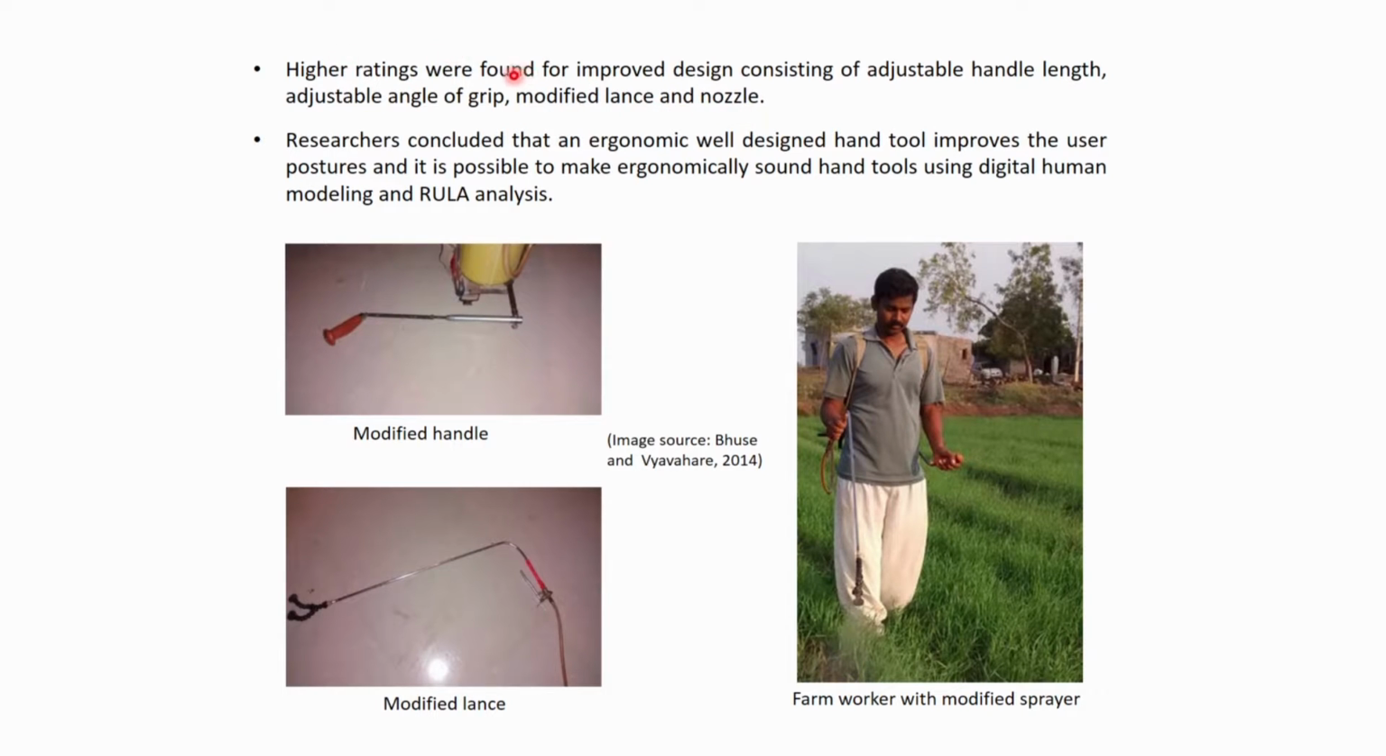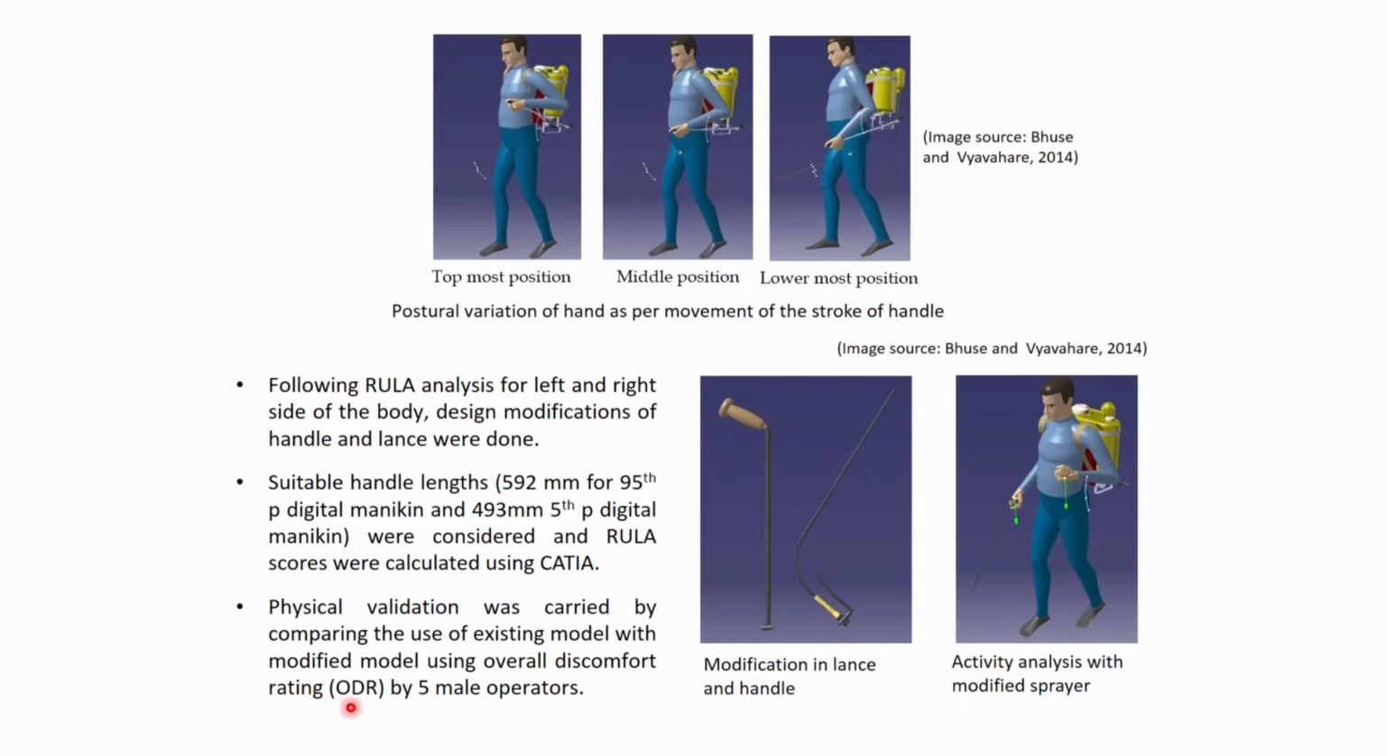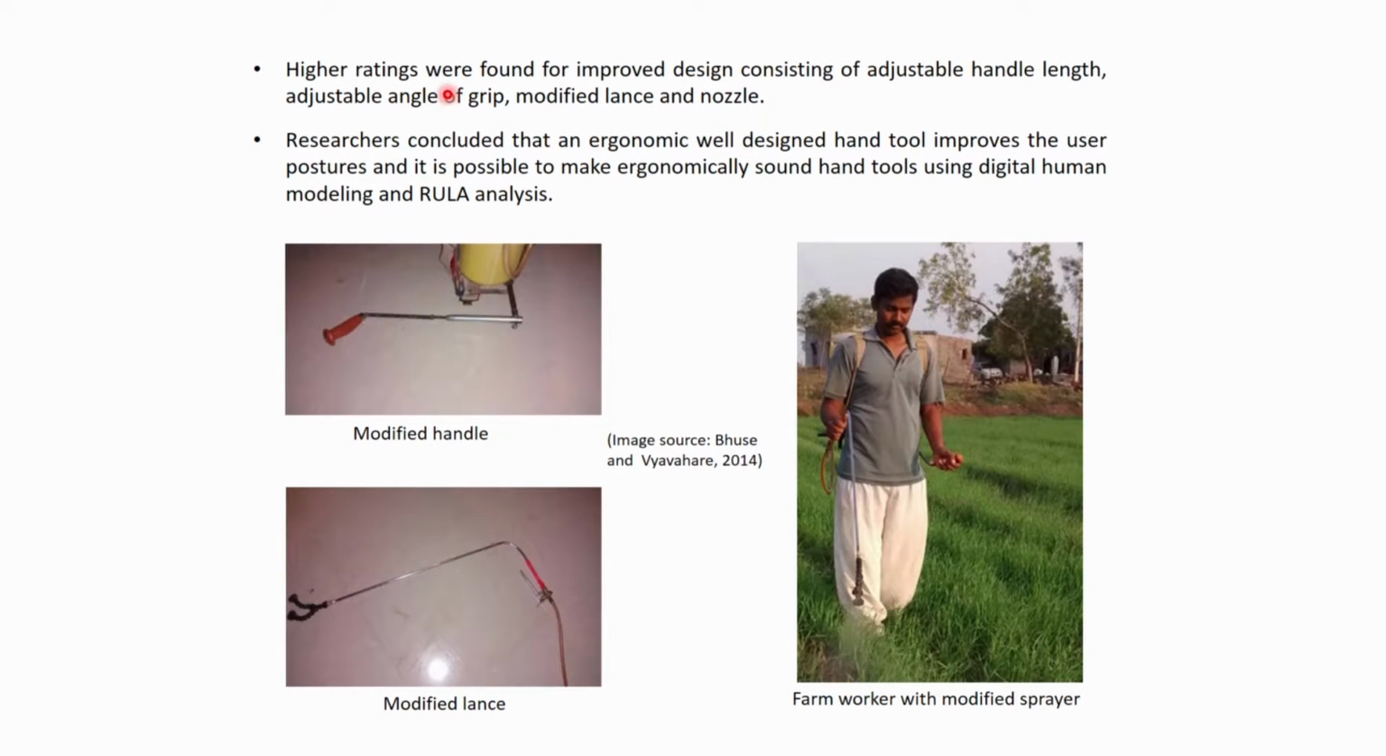So, after collection of the rating from this overall discomfort rating, it was found that operators gave higher rating for the modified design or new design. Researchers concluded that an ergonomically well designed hand tool improves the user posture, and it is possible to make ergonomically sound hand tools using digital human modeling software and analyzing RULA. So, this is showing that with that modified design, the real prototype is being used by the worker.